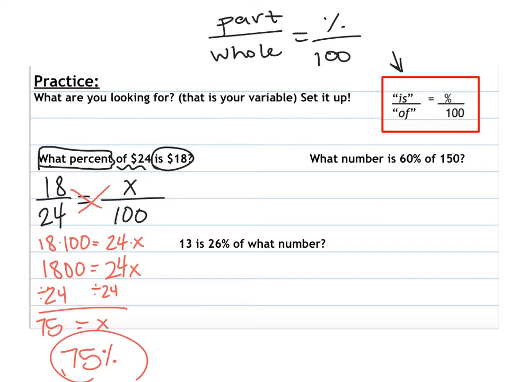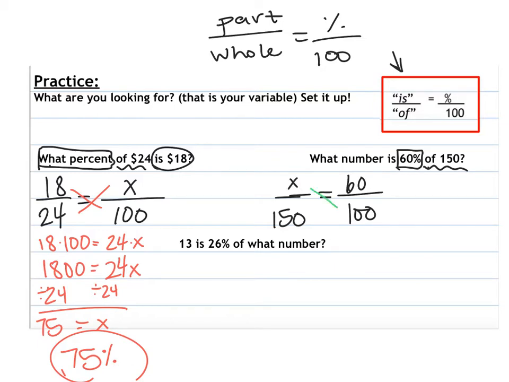Okay. Let's move over to the right here. What number is 60% of 150? Well, anytime a number has a percent sign on it, it automatically goes in the percent spot on our proportion, and the percent is always over the 100. Then of 150, of goes on the bottom. What number is, that's what you're trying to find, so that goes on the top.